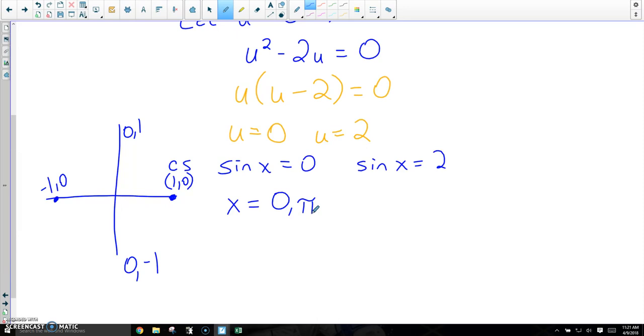For the second one, where is the sine of x equal to 2? Well, we remember the sine is here at the y values, so the highest value that my sine gets to is 1, the lowest it gets to is negative 1, so it'll never reach a high value of 2, so that doesn't give me any solutions. So my only solutions to this equation are x equals 0 and x equals pi.